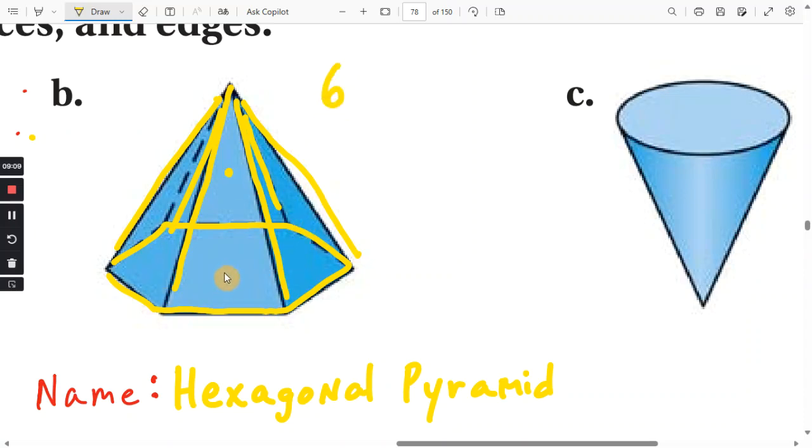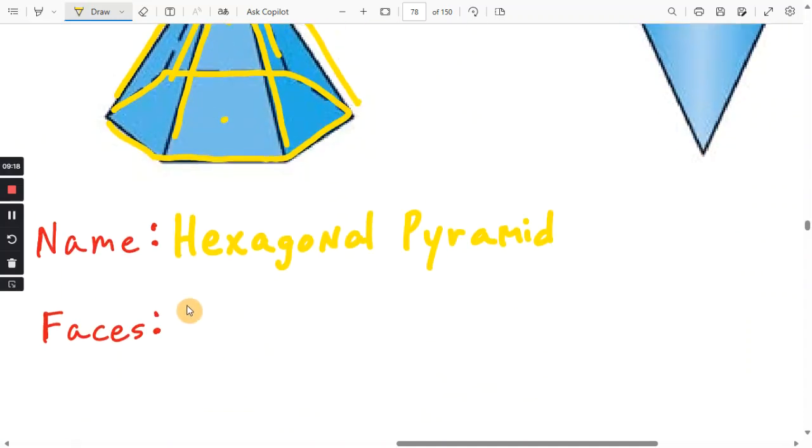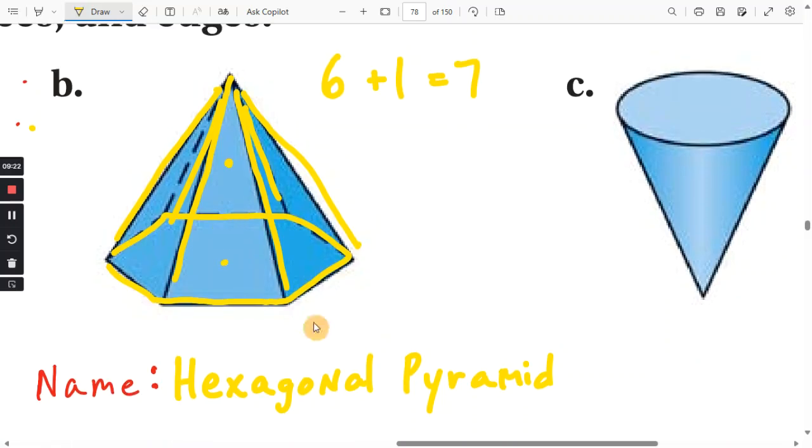And then if you count the bottom, that's going to be 7. So faces, we have 7. If you can't see it, just remember that it's a hexagon, and for each side of the hexagon, it has a triangle that connects to that point on the top. So it has 6 of them, and then the bottom counts as number 7.